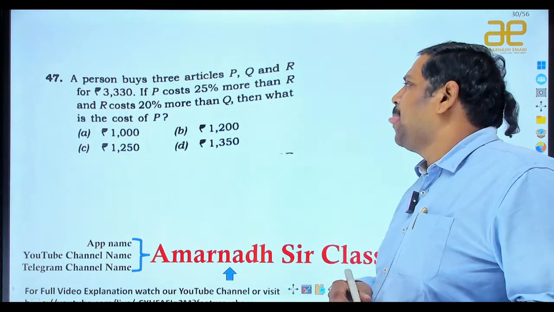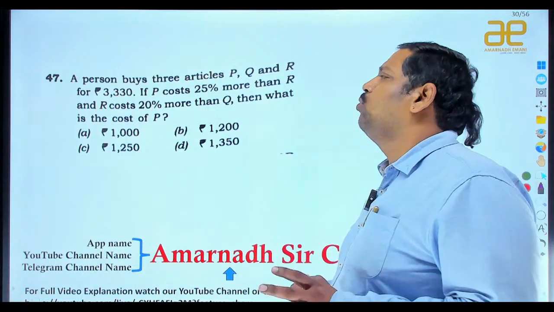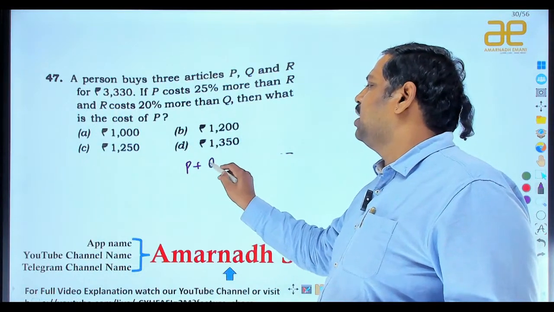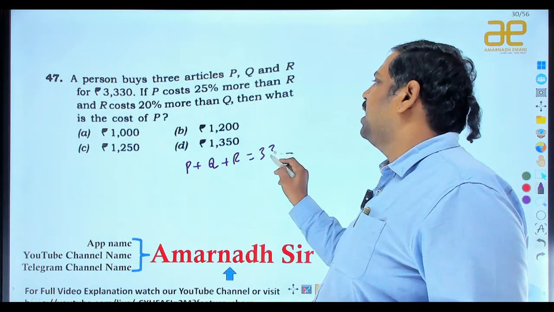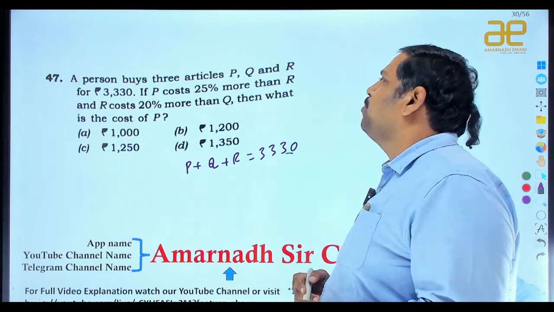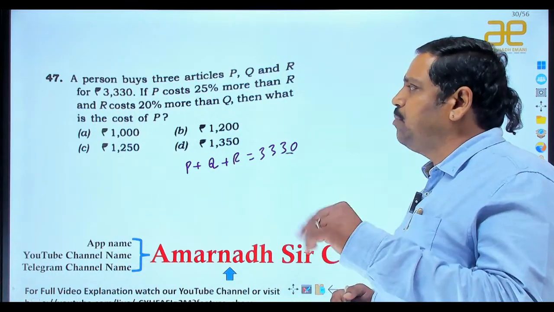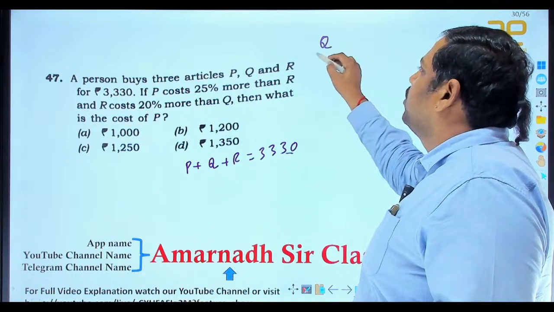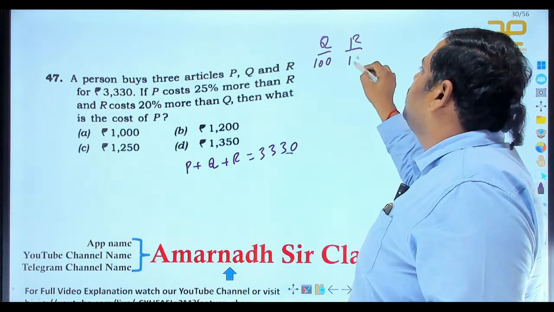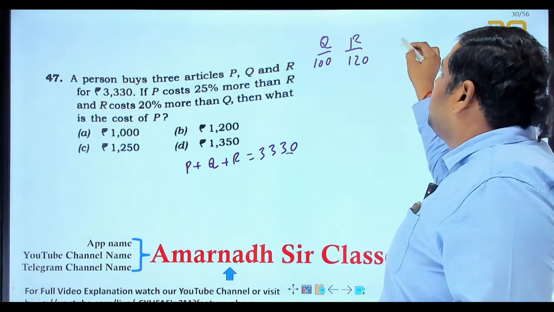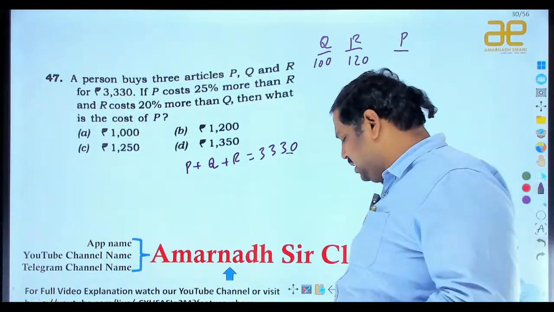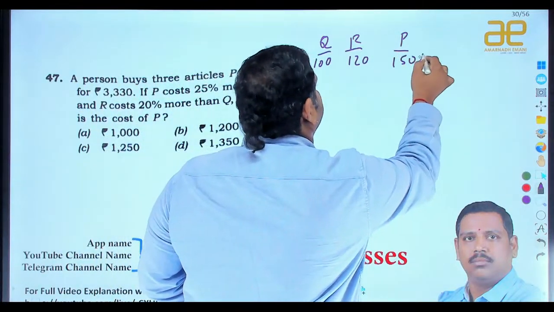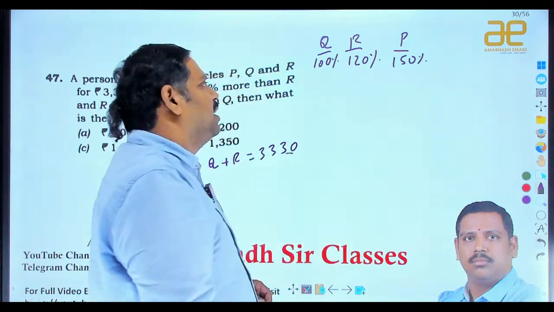Let us see here. A person buys 3 articles P, Q and R for 3,330. So P, Q, R, all 3 together, it is 3,330. If P costs 25% more than R, and R costs 20% more than Q. So where do I have to start? At Q. If Q is 100, R is 20% more, means 120. And P is 25% more. 25% of 120 is 30. 30 more means how much is it? 150. So this is 150%, that is 120%, and this is 100%.